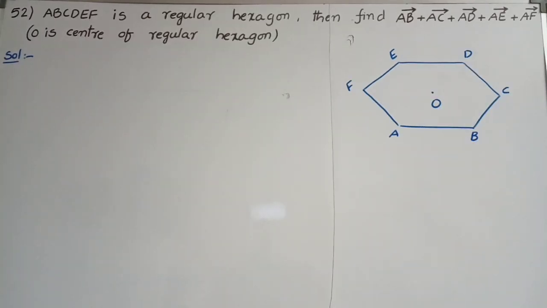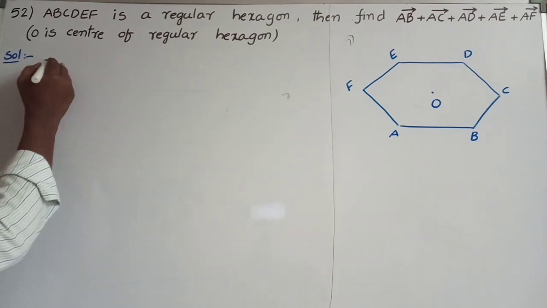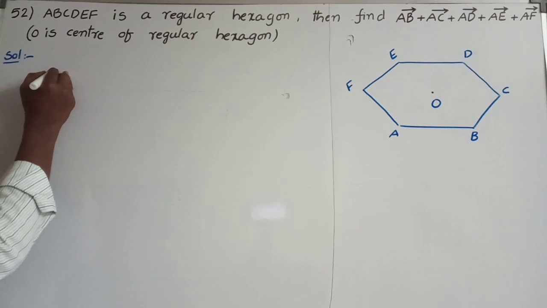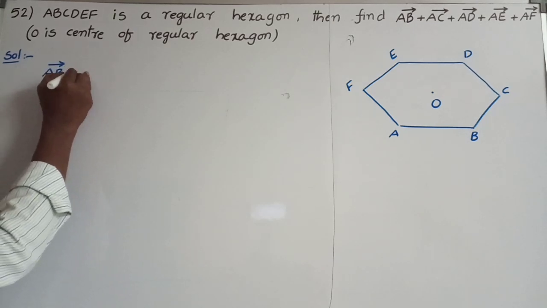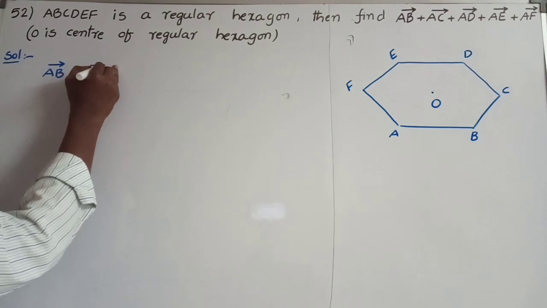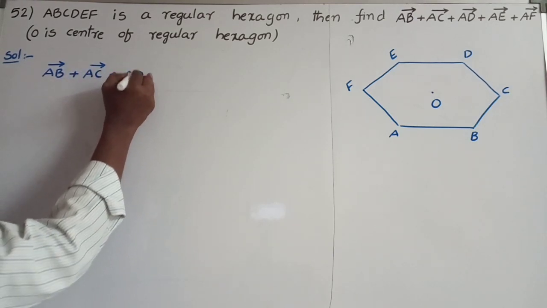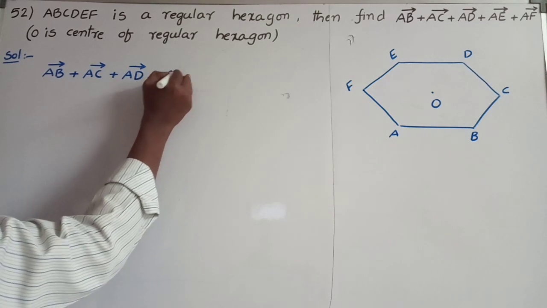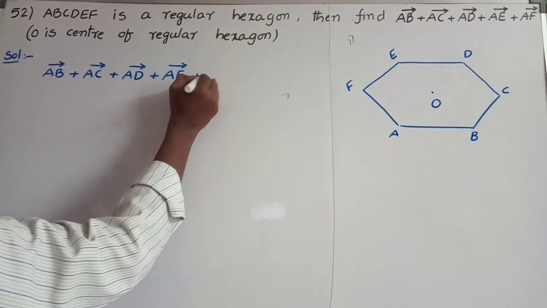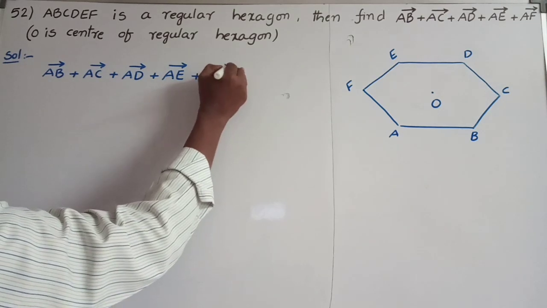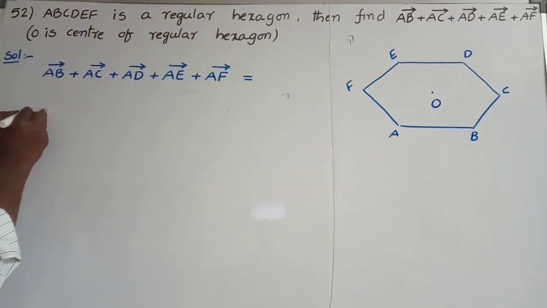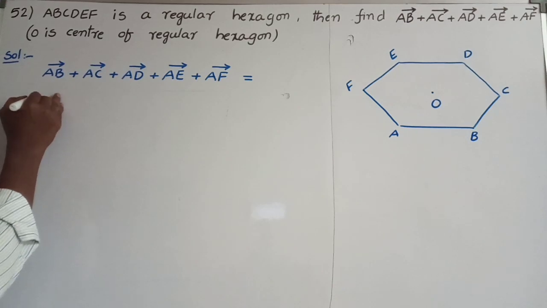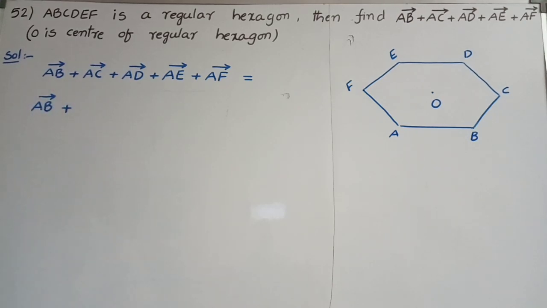Problem number 52. ABCDEF is a regular hexagon. Then find AB bar plus AC bar plus AD bar plus AE bar plus AF bar. So what we have to calculate is AB bar plus AC bar plus AD bar plus AE bar plus AF bar. This is equal to AB bar plus AC.